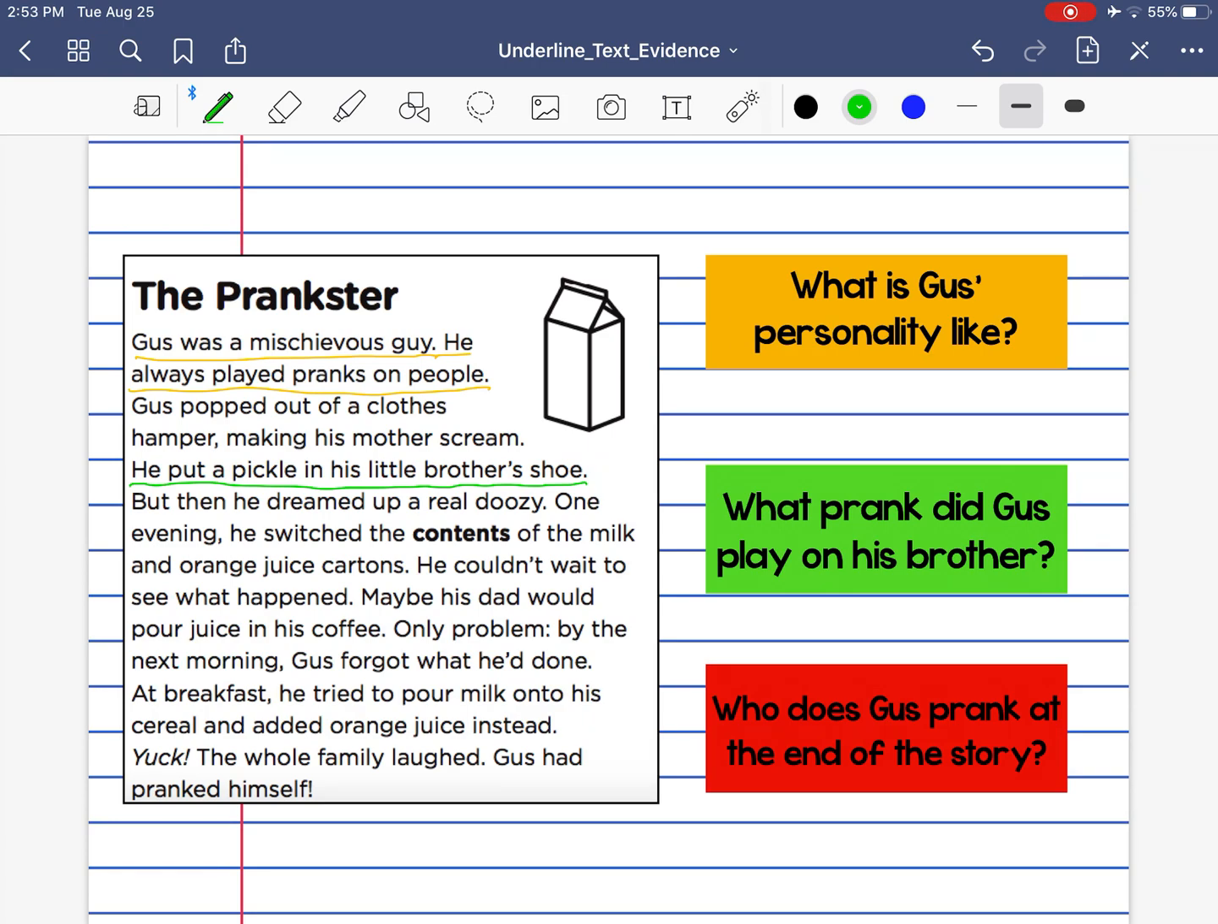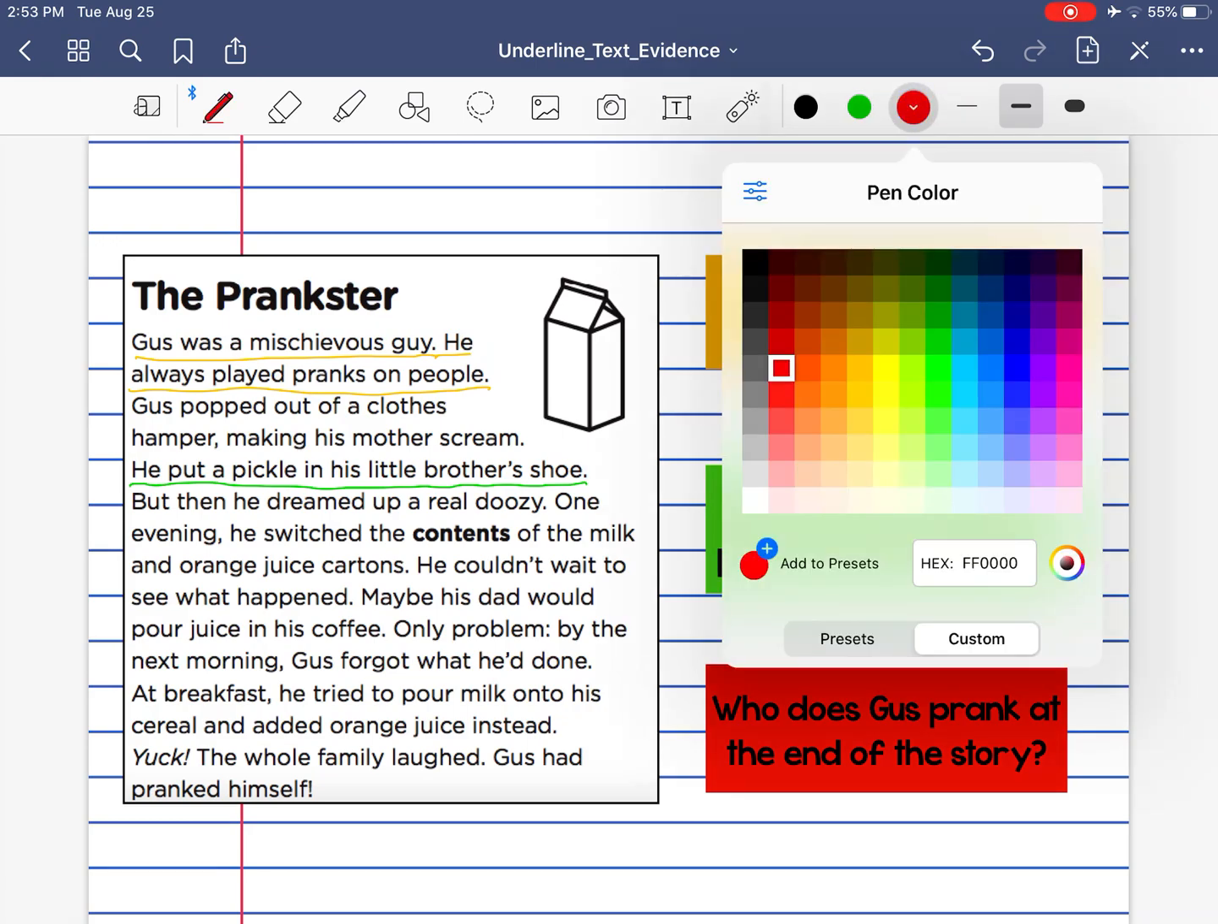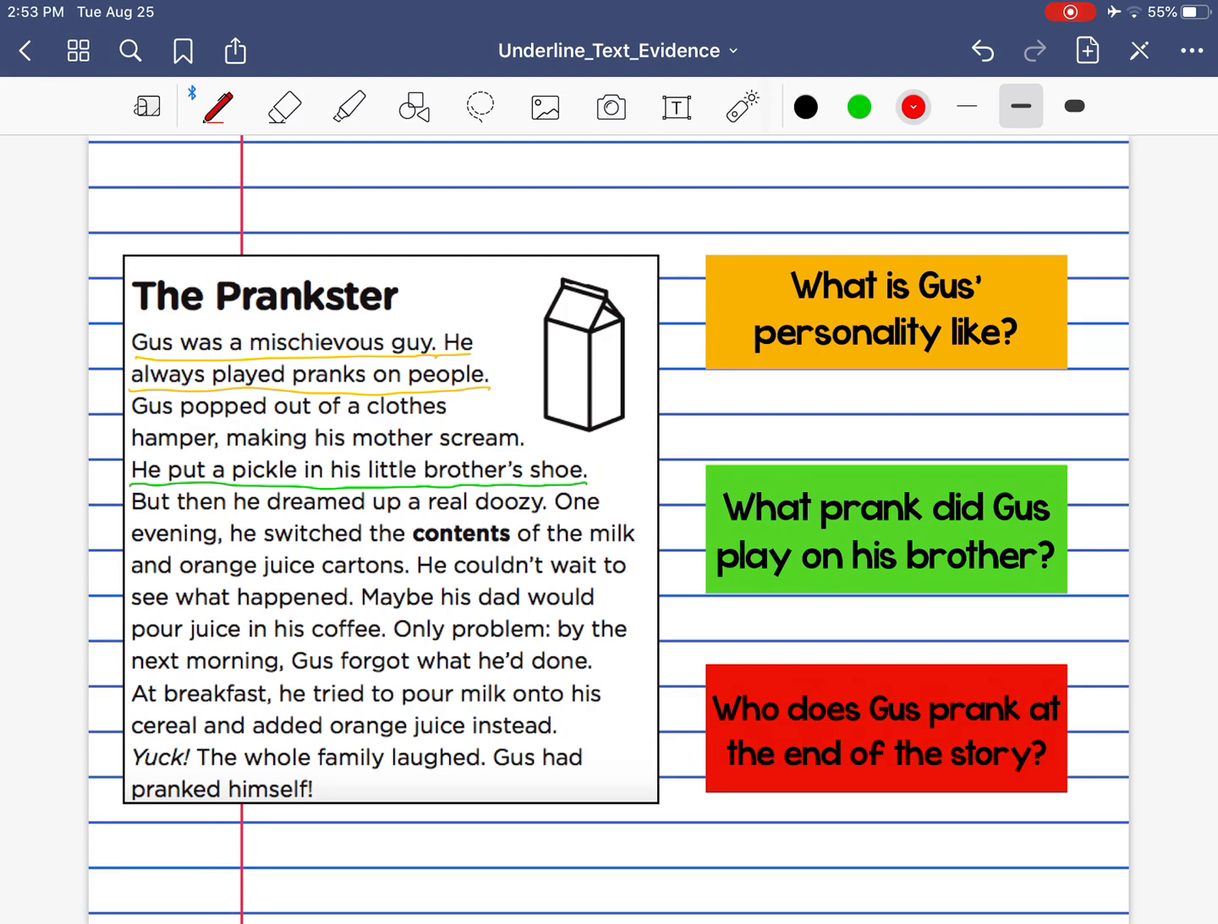Now, if I think Gus pranked himself, I need some text evidence from this passage to cite. Why do I believe he pranked himself? I need to go back and underline my text evidence. So can you find a sentence that would work for text evidence for that answer? Well, how about this? At the very end, it says Gus had pranked himself. That's word for word our answer, right? So that can be our text evidence.